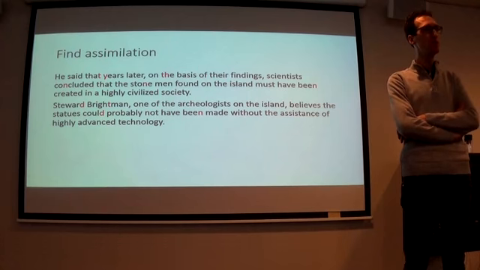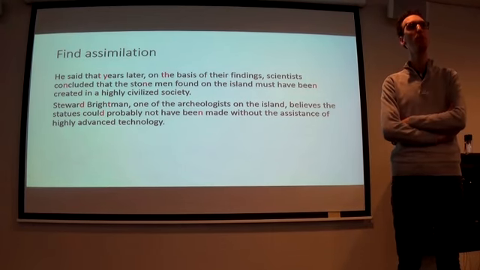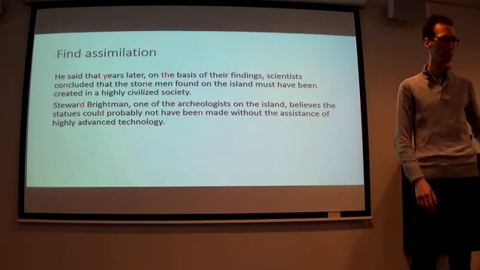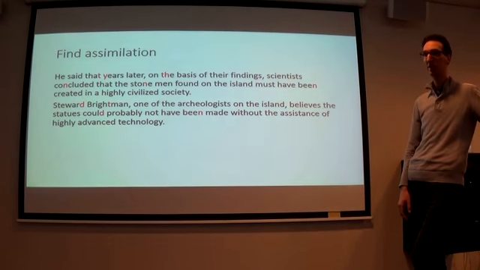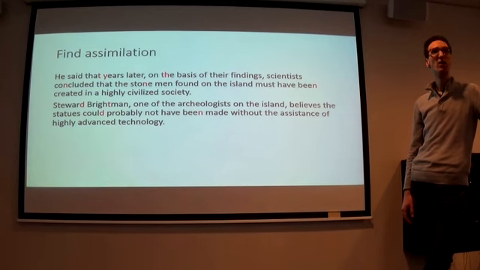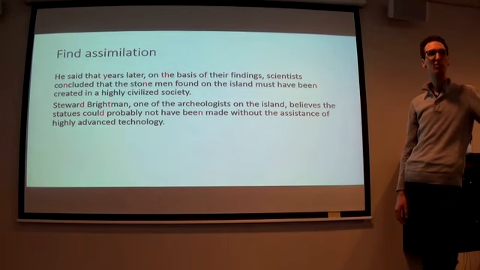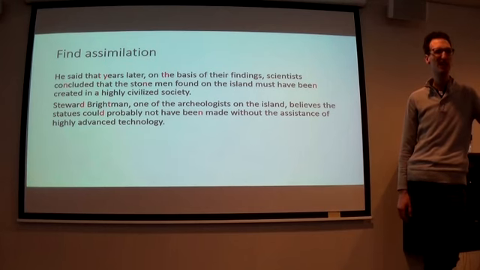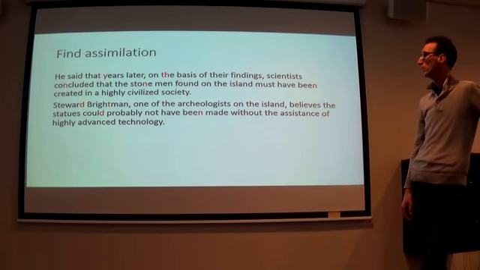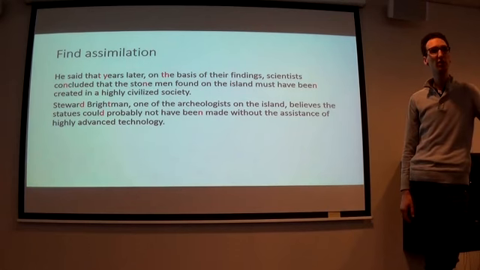"Steward Brightman." Because of the b in Brightman, the d in Steward changes to a b as well. So again, alveolar to bilabial. "Brightman" becomes "Brightman".